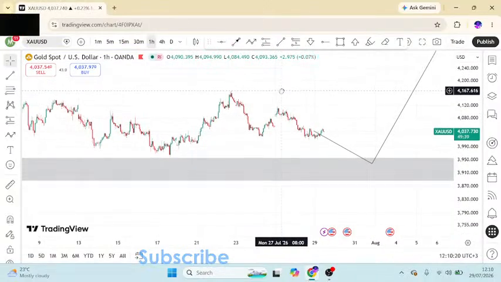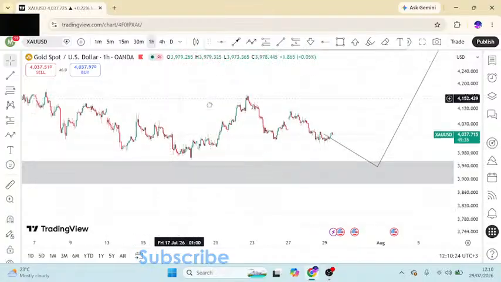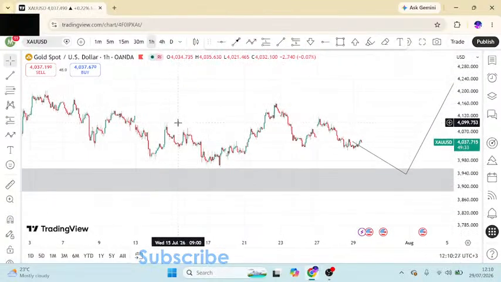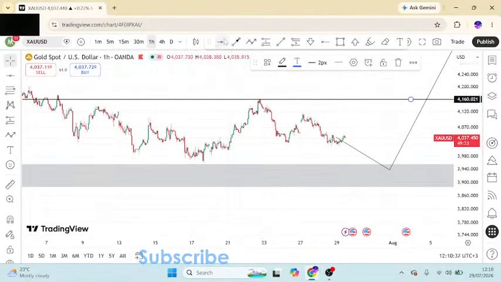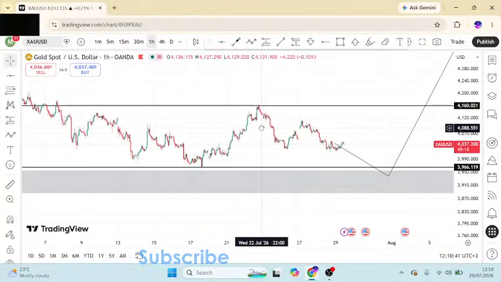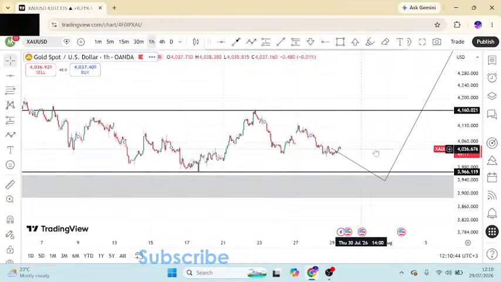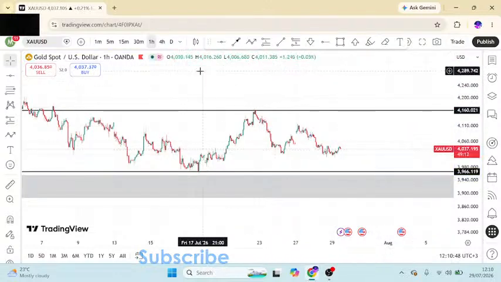So for us to look now for those sells, let's zoom it in somehow. We can mark our zones. Let's use this tool. So that is it. Also here, yeah, so we shall look for sales also on this.